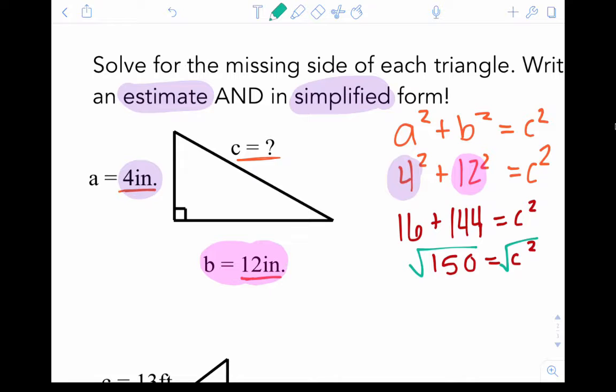150. I can't take the square root of that because that's not a perfect square. So for now, I'm just going to say that C is equal to the square root of 150. So now is when I need to estimate that, and I need to write it in simplified form in order to get my full answer here.